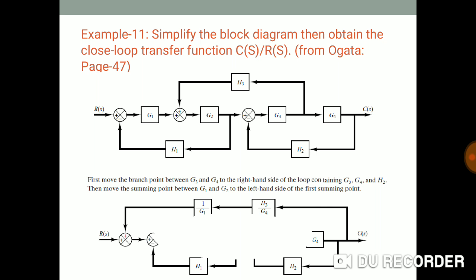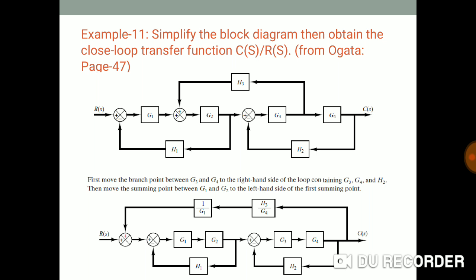The procedure we are supposed to follow is whatever steps we have discussed. Here is what we have done. We have first moved the branch point between G3 and G4 to the right hand side of the loop containing G3, G4 and H2, and then moved the summing point between G1 and G2 to the left hand side to the first summing point. The formula we have discussed is always: shift the summing point to the left hand side and the takeoff point to the right hand side.